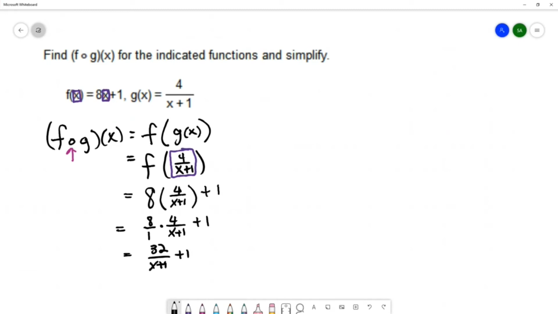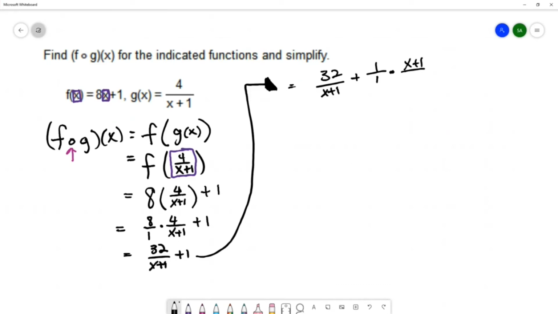Now we're going to take it a little bit further, and we're going to simplify this to be in a single fraction. So we have 32 over x plus 1 plus 1, and we treat 1 as 1 over 1. And to get a common denominator, we would multiply by the other denominator, x plus 1 over x plus 1. That gives 32 over x plus 1 plus x plus 1 over x plus 1.